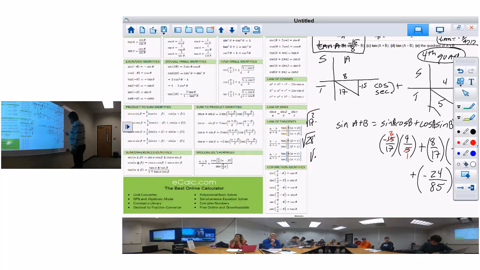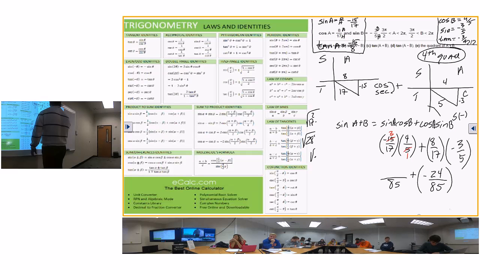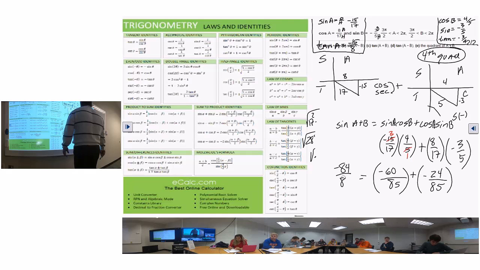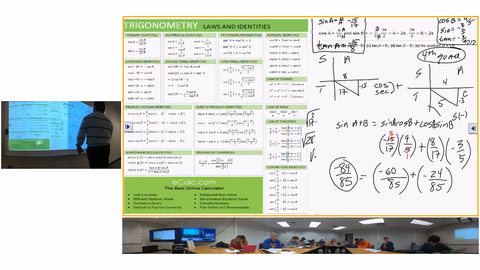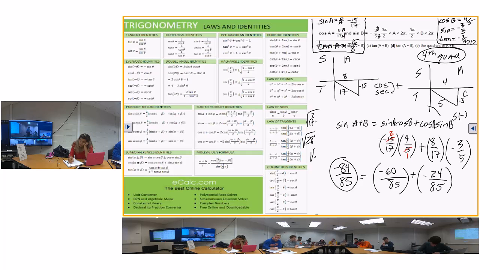So what's 7 times... that's 85, and 15 times 4 is 60, negative 60, and negative 60 minus 24 is negative 84 over 85, and you feel good about yourself. So somebody write down for me the sine of A plus B is equal to negative 84 over 85. Write that down. We've got to type all these in so we can check and make sure we know what we're doing.